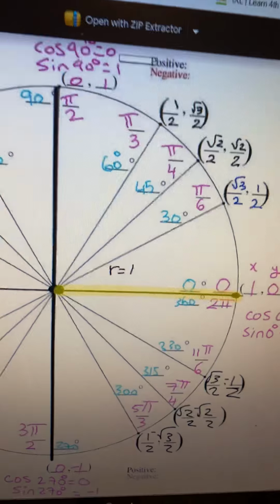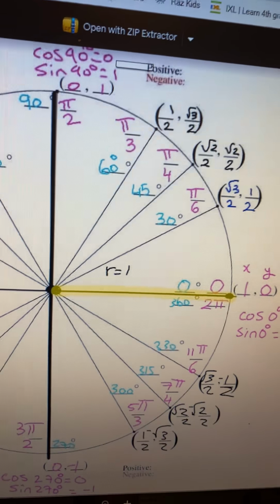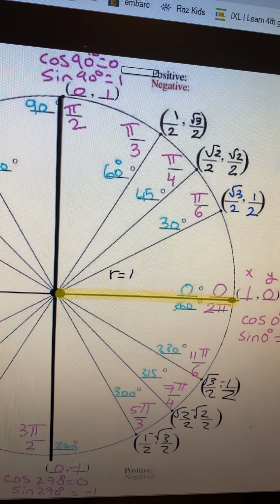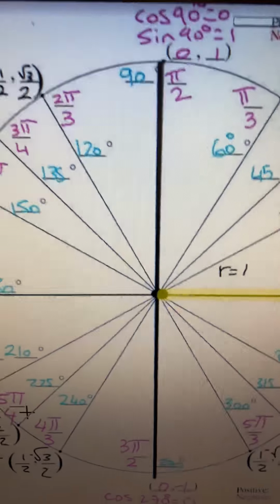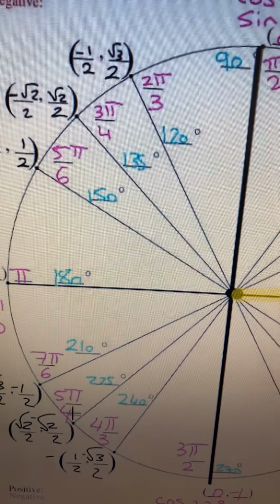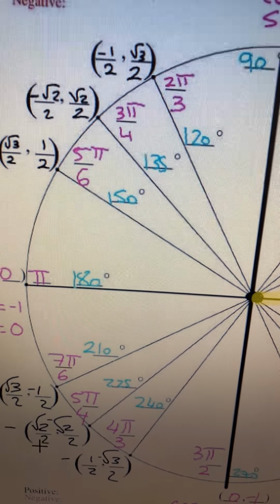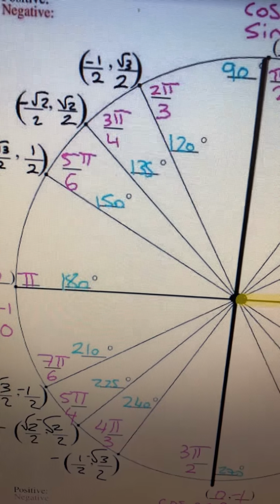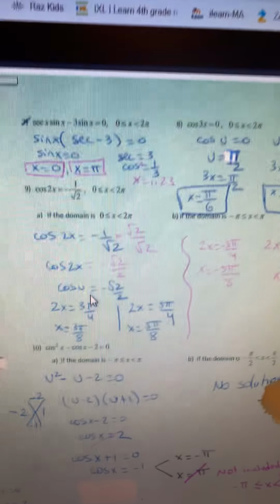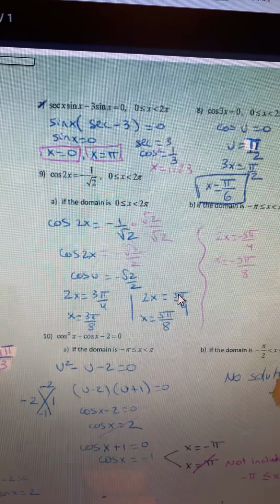We can look at that. So this is cosine 3 pi over 4. And again, this is cosine 5 pi over 4. 5 pi over 4 has a cosine negative square root of 2 over 2. 3 pi over 4 has a cosine negative square root of 2 over 2. So again, 3 pi over 4, 5 pi over 4.